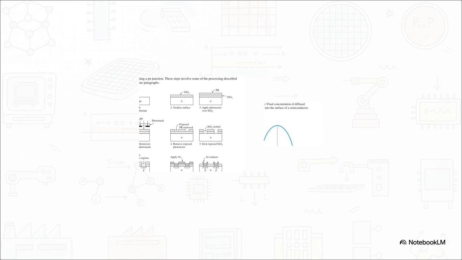Take a look at the 8-step fabrication blueprint on the left, contrasting with the precise mathematical result on the right. We start with oxidation, apply the mask, etch the window, and introduce the dopants. But look closely at the resulting concentration of diffused impurities. It isn't a hard binary line.